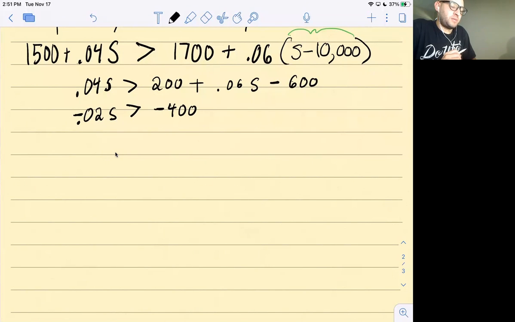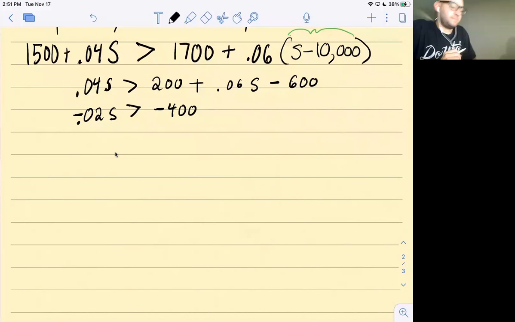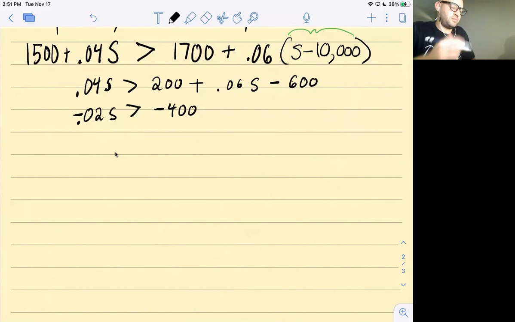Okay, and what do we do from here? What's a good way to handle this type of arithmetic? Did you divide negative 0.02 on both sides? Yeah. One little thing that I like to do, because sometimes it freaks me out to divide by decimals like that, is I try to turn everything into whole numbers. So maybe multiply everything by 100, just to be a little bit more comfortable with it.